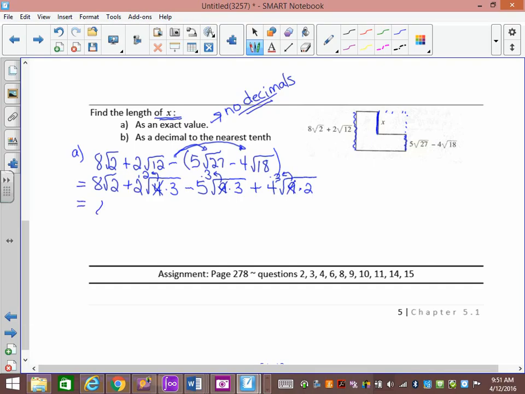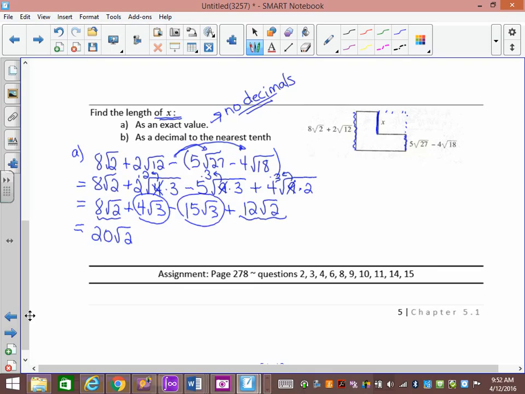So now I'm left with 8 root 2 plus 2 times 2, so 4 root 3, minus 5 times 3, so 15 root 3, plus 4 times 3, so 12 root 2. And then I can only collect the ones that have like radicands. So 8 root 2 plus 12 root 2 is 20 root 2. 4 root 3 minus 15 root 3 is minus 11 root 3. That is the answer for A. X equals this. That is the exact value.